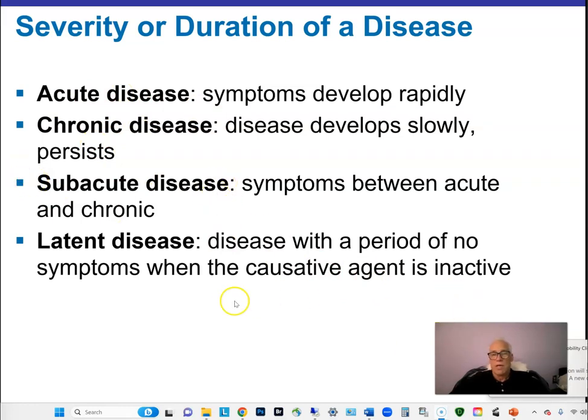Subacute diseases are somewhere in between. Latent diseases are ones in which there's a period of time when there's no activity of the disease, followed by a reactivation.